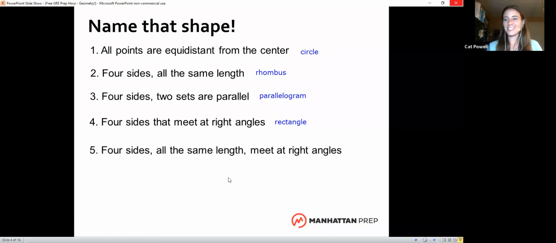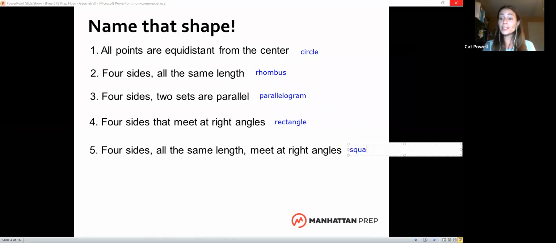And now what's this one? Four sides, all the same lengths. Yeah, this is our square. So to be certain that something is a square, I actually have to know a lot about it. I need to know the lengths of the sides, and I need to know the angles. And then I know that I'm dealing with a square.